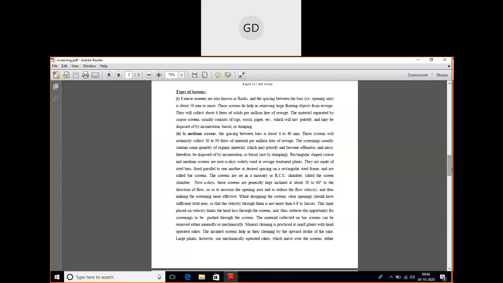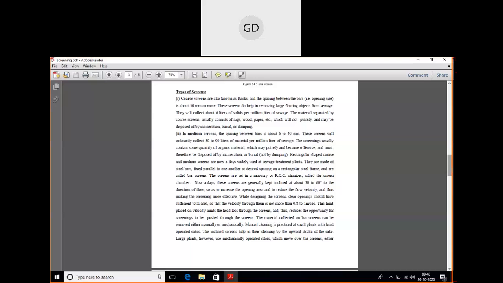The screenings usually contain some quantity of organic material which may putrefy and become offensive, and it must therefore be disposed of by incineration or burial. And it is here the metro sewage is not being dumped.